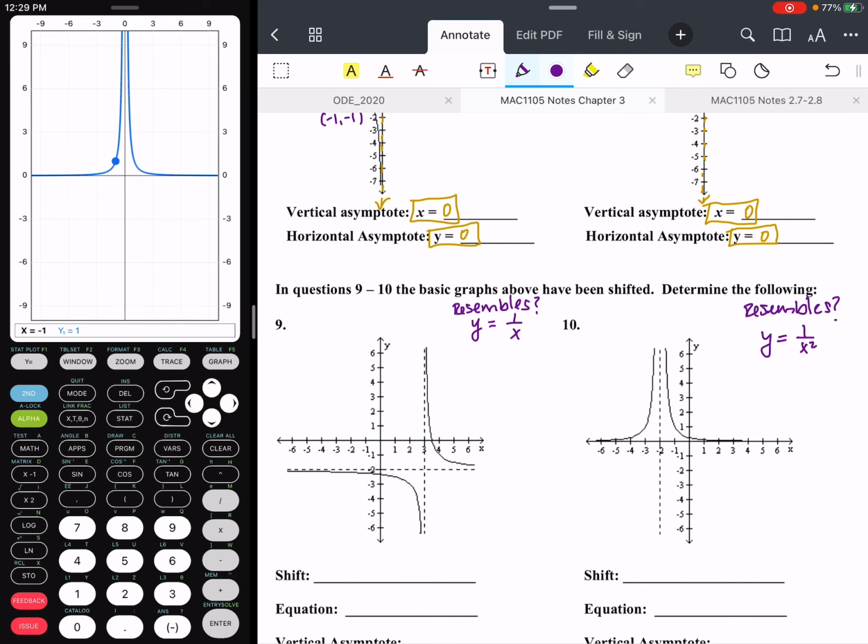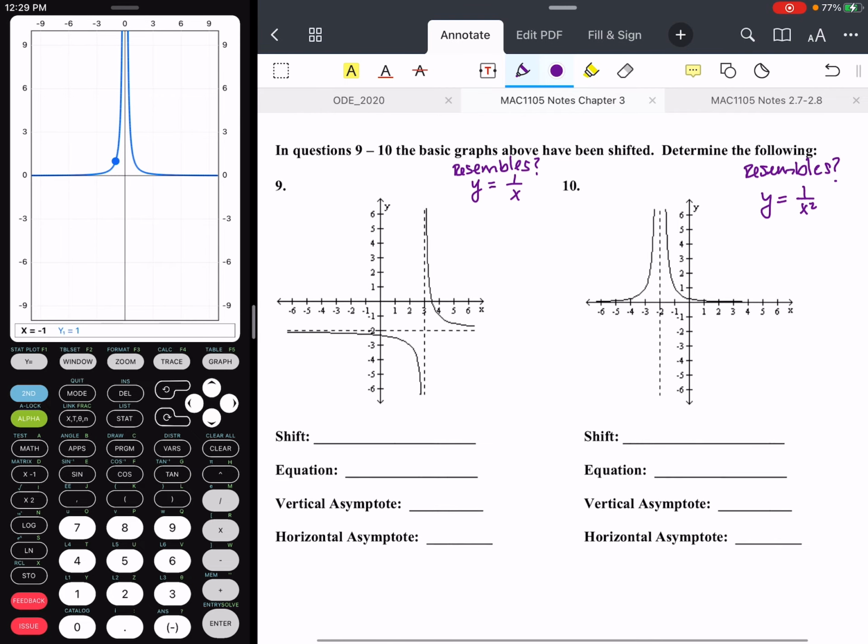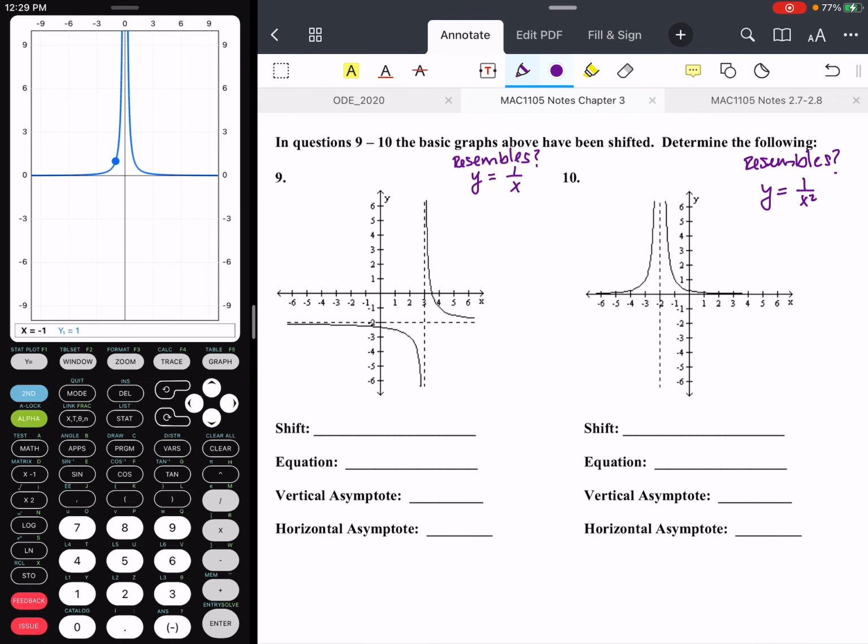Okay, so we're going to think of these in terms of shifts. So for number 9, focusing on that for right now, you can complete these in any order that you want. For me, I find it easier to start with the vertical and horizontal asymptotes and work from there. So I can see that my vertical asymptote occurs at x equals 3. And my horizontal asymptote is at y equals -2.